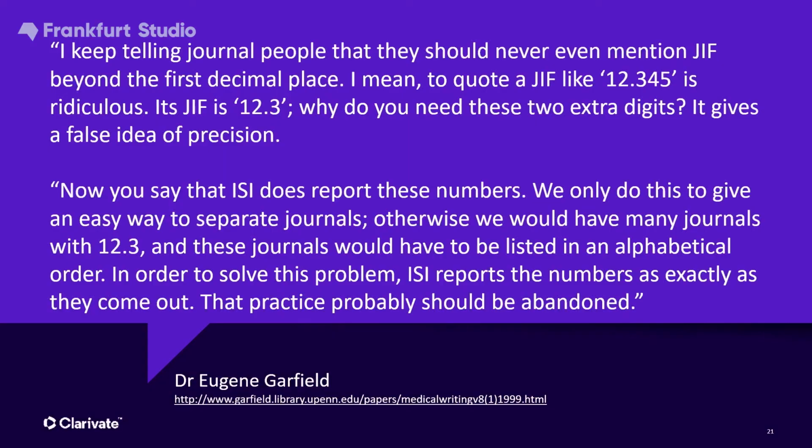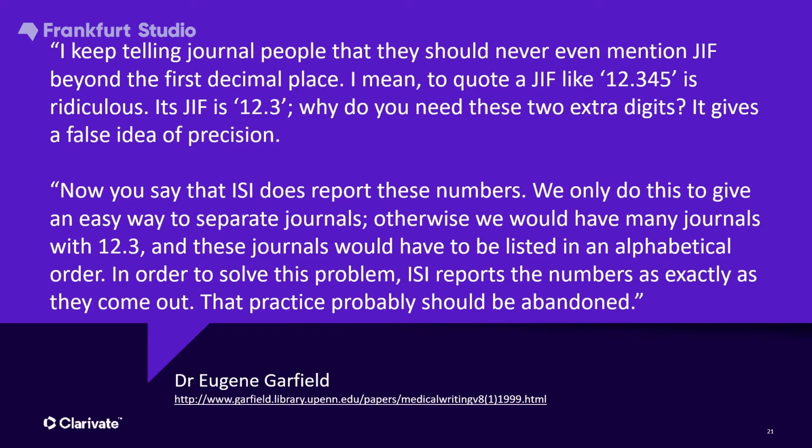So moving on to the change from 3 decimal places to 1 decimal place. What I really want to emphasize here is that we are not in any way changing how we calculate the GIF or how we think the GIF was used. So this is a quote from Dr. Eugene Garfield again. And basically what he's saying is that the GIF was never supposed to be quoted or used to 3 decimal places. It just creates a false idea of precision.